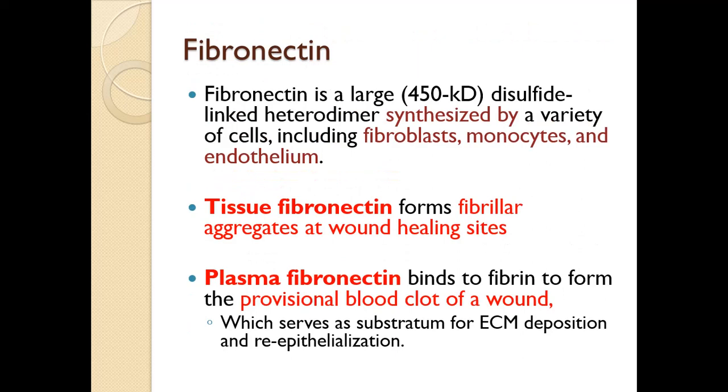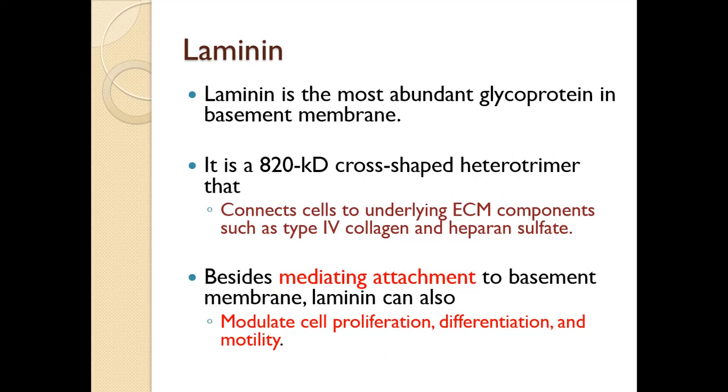Fibronectin is of 2 types, tissue fibronectin and plasma fibronectin. They form fibrillar aggregates at the wound healing site. Laminin is the most abundant glycoprotein in the basement membrane. What does it do? It connects cells to the underlying matrix components, such as type 4 collagen and heparan sulfate.